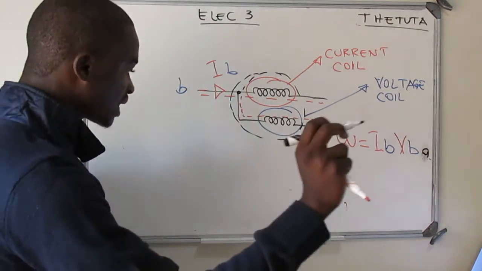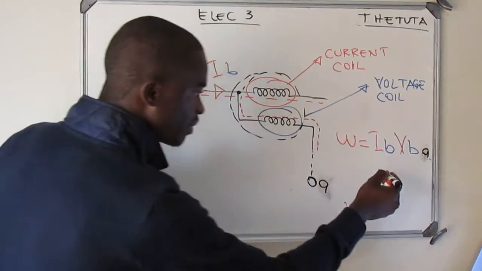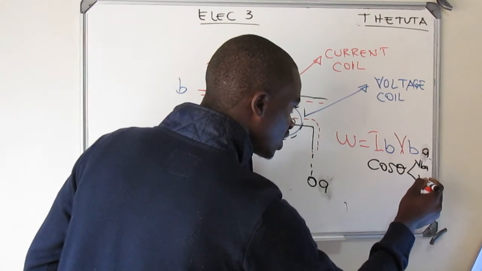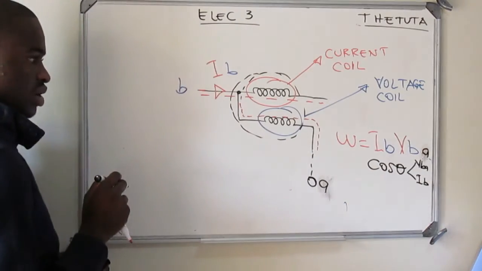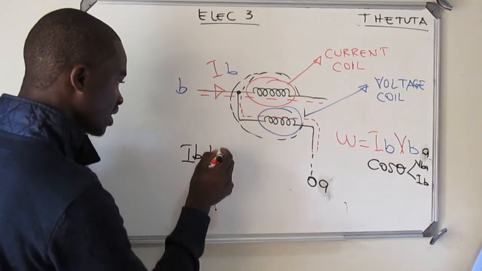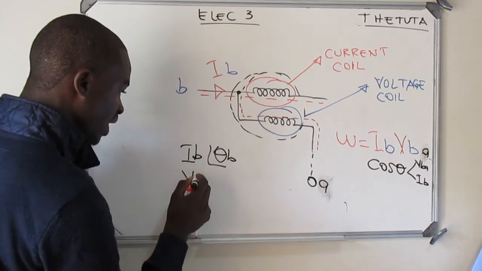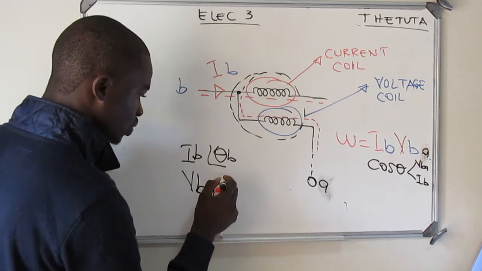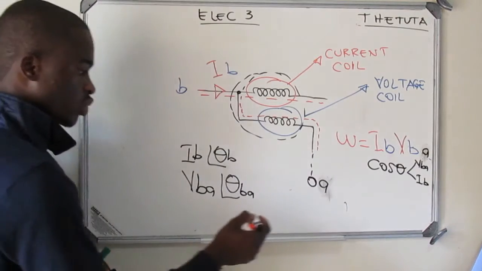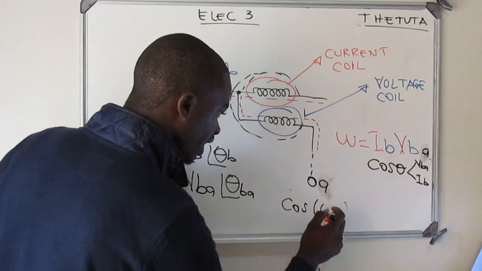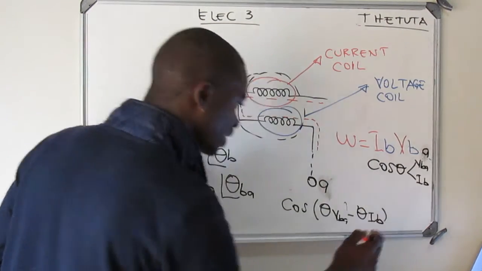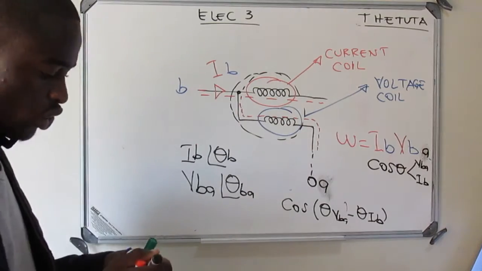And automatically, I know that when I come here, it's going to be cosinus of the angle between the voltage BA and the current IB. Can you see? So I need to know what is the angle of the current B, and then what is the angle of the voltage BA. So that when I go to my cosinus, it's going to be the angle of the voltage BA minus the angle of the current B. That's it. That's how you do your reading.